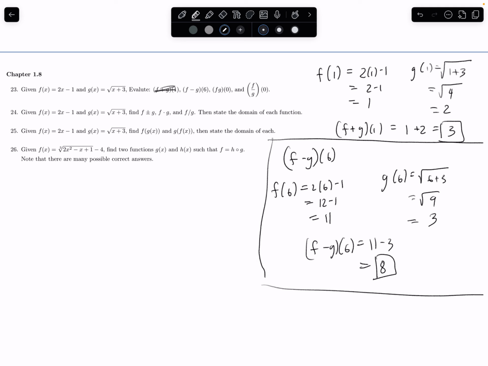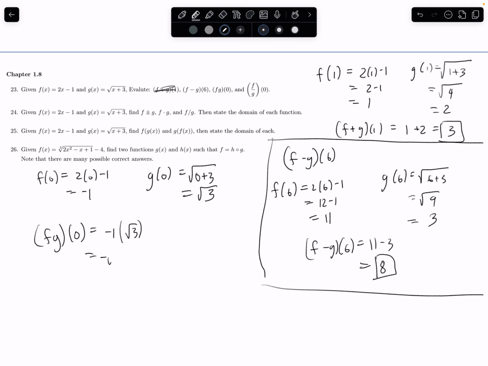Okay, and now the last two. Last two are nice because they're both about 0. So f of 0 is 2 times 0 minus 1, which is negative 1. And g of 0 is the square root of 0 plus 3, which is the square root of 3. So that means fg, which means f times g, not to be confused with f of g. Watch out where the parentheses are. Fg of 0 is negative 1 times the square root of 3, which is negative square root of 3.